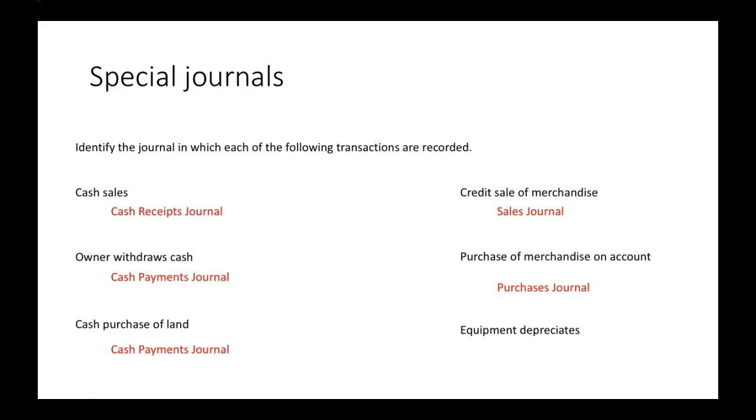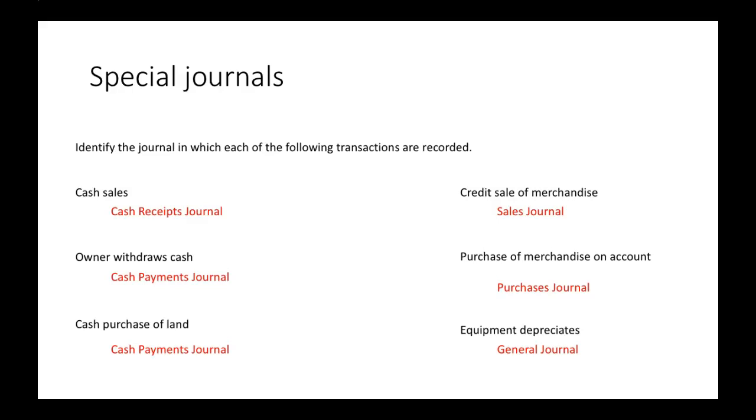And then we can ask ourselves, is it a sale of merchandise on account? No. Is it a purchase of merchandise on account? No. So it's not the sales journal. It's not the purchases journal. Since it doesn't fit into any of those, this is one that goes just into your general journal, right? It doesn't fit into a special journal. It just falls into your general journal.